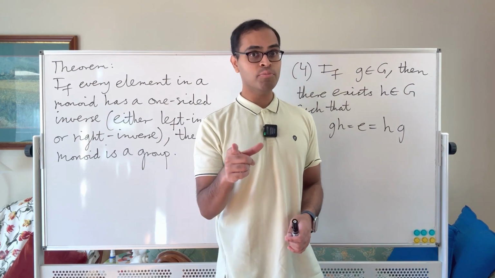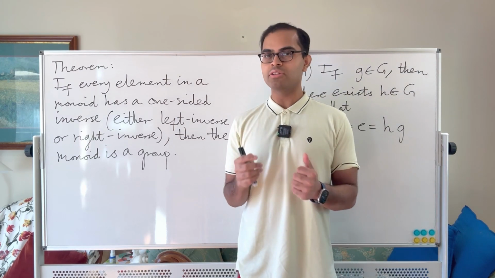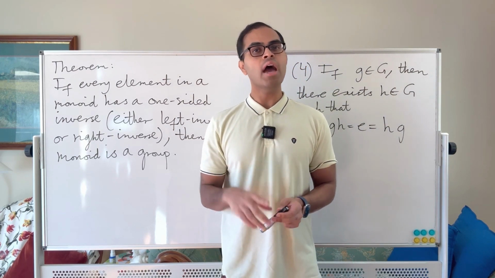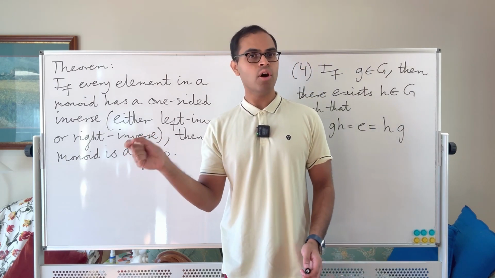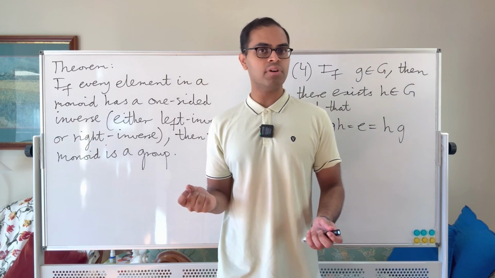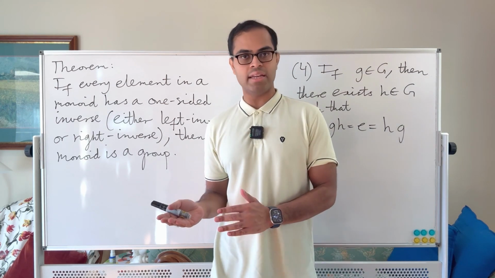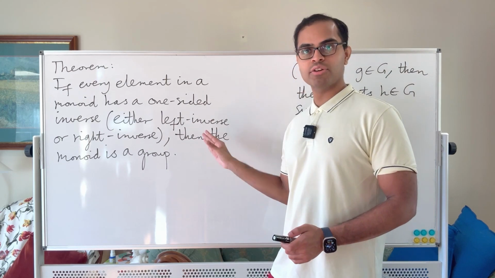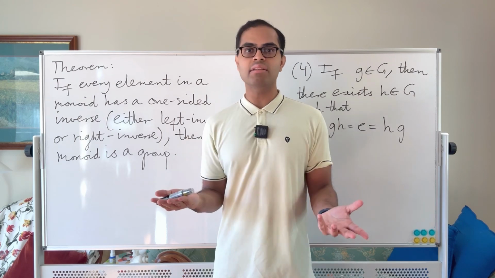Now here's something so beautiful, which is the theorem I'm going to do in this video. Suppose you have a monoid, so it has a binary operation, it's associative, and you have an identity. Suppose every element in the monoid has a one-sided inverse. We don't know that it's a both-sided inverse, but we know at least every element has either a left inverse or a right inverse. Then we can prove that actually the monoid has to be a group, that every element has a both-sided inverse, and then the inverse is unique.